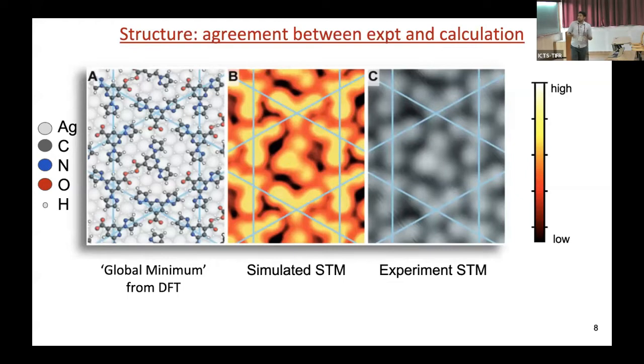So this is our atomistic structure. This is the DFT relaxed atomistic structure of our global minimum structure, so we expect this is the global minimum. And this is the experimental STM image, whereas in the middle, this is the simulated STM image. And if you look, they agree quite well.